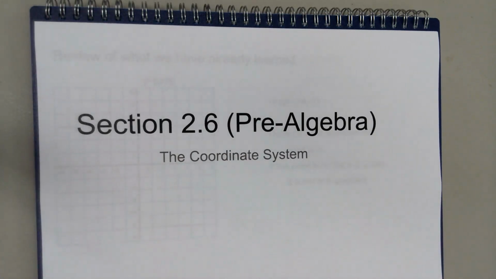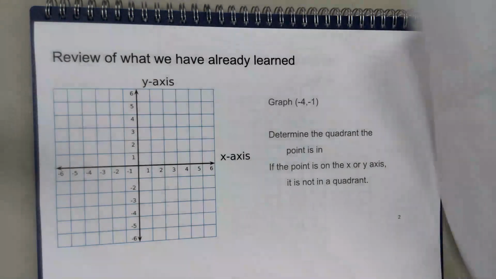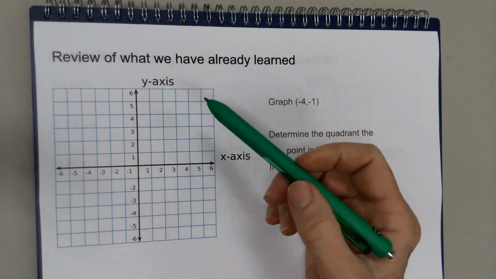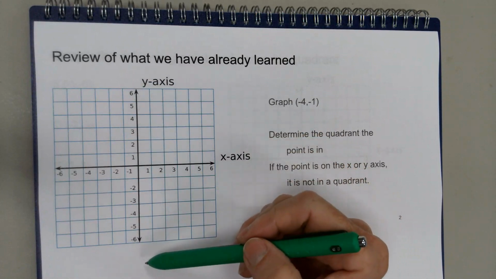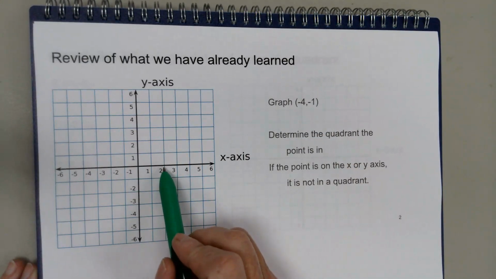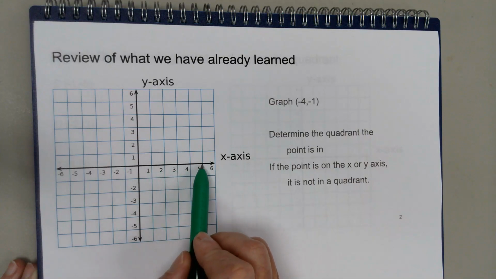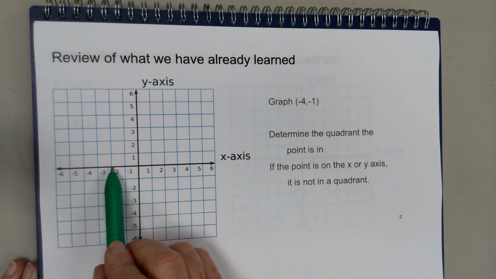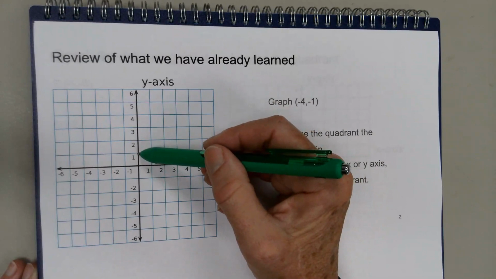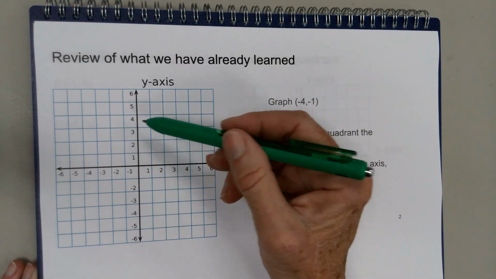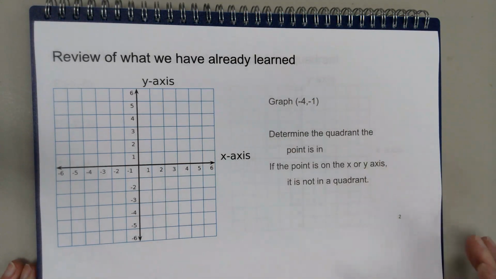Section 2.6 is on the coordinate system, and it's really review from what we've already done before. We've already reviewed the concept that you have an x-axis and a y-axis, and each of these lines are associated with a number, like on a number line. So this is 1, 2, 3, 4, and so forth. In this direction, this would be -1, -2, -3, -4. Going up is positive, so your first line is 1, then 2, then 3. Going down is negative, so this first line is -1, -2, -3.